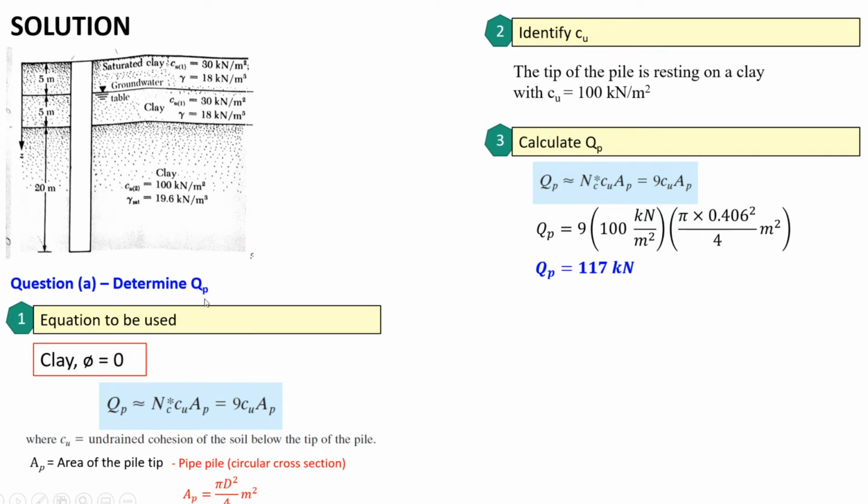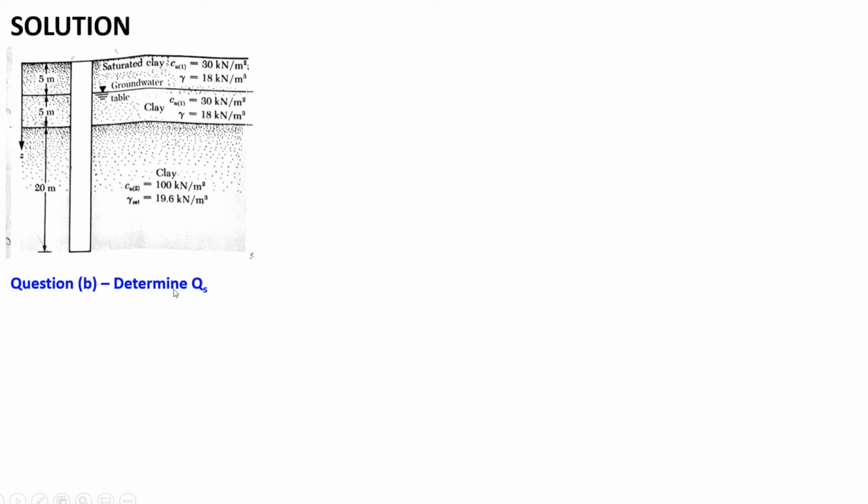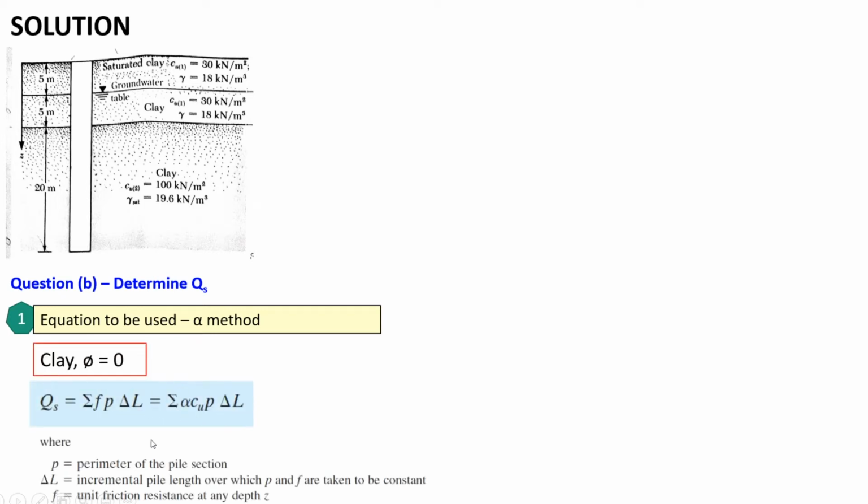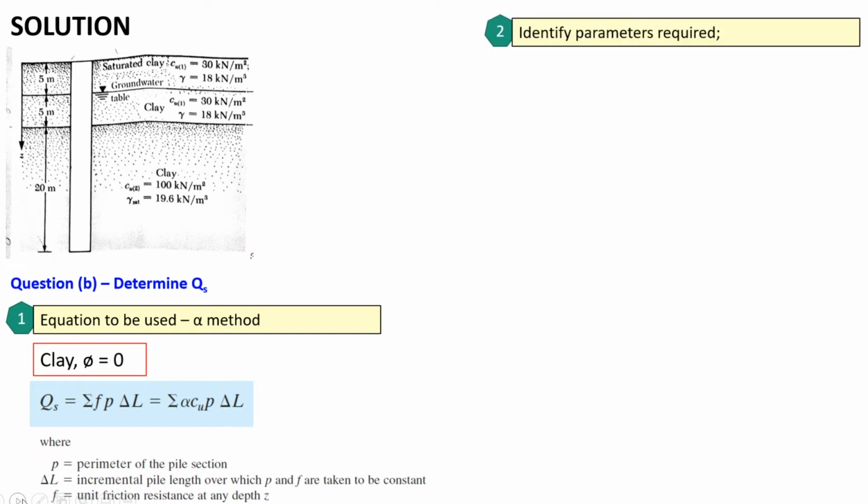Next we need to determine the QS, the friction resistance capacity. Okay, so now we need to determine the QS. By using the alpha method, this is the equation. Just now we have looked at this equation. Alright, so we have alpha, CU, P, times the delta L. So we need to identify the parameters required.